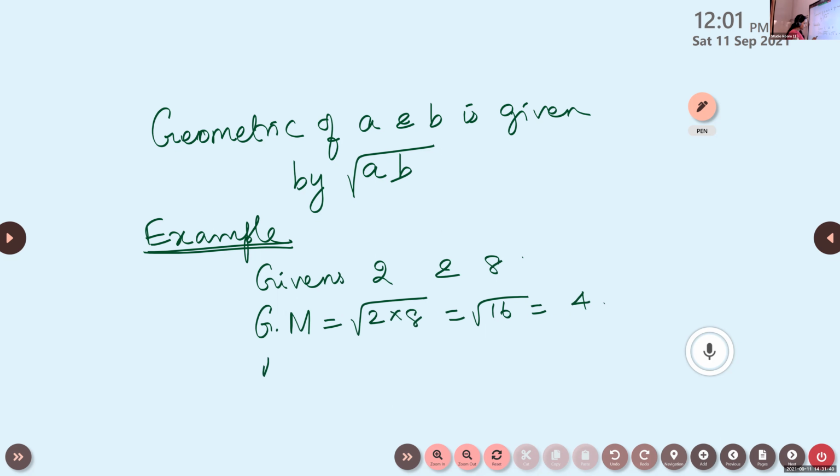Now listen here, children, when we write this 4 between A and B, that is 2, 4, 8, is it an AP? Sorry, not AP. Here it is a GP. 2 into 2 is 4, 4 into 2 is 8. So when we insert the number, it will form a GP. Suppose you are given two numbers A and B. We can find the geometric mean using the formula root of AB, so that the given numbers along with this geometric mean will form a geometric progression.